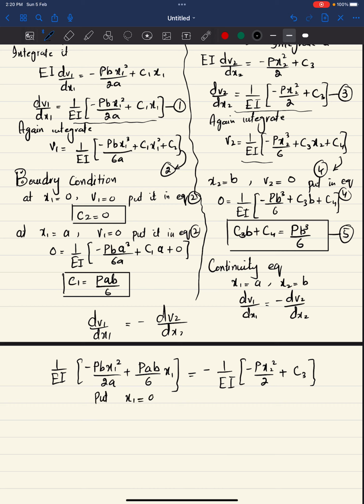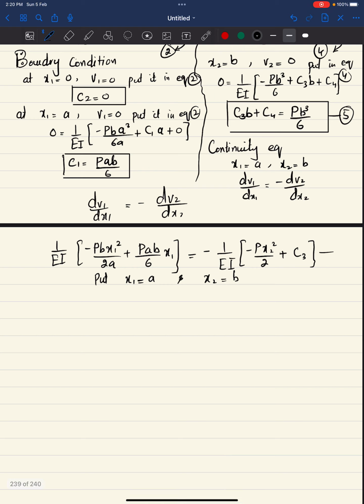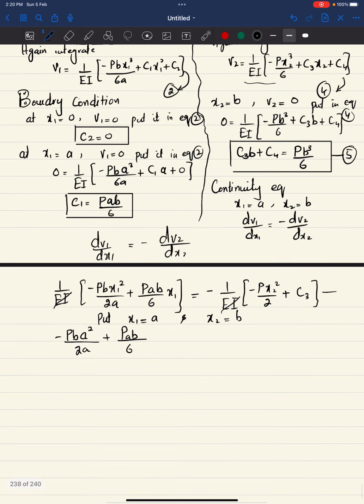Now put x1 equal to a and x2 equal to b in this equation. When you put it, you will get 1 over EI cancelling with each other. So you will be left with minus Pb a square over 2a plus Pab over 6 minus Pab over 6. This is C1.